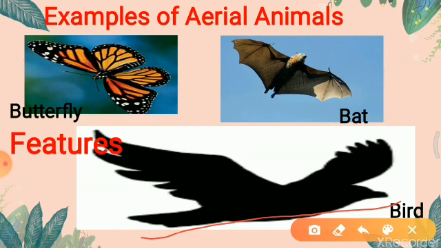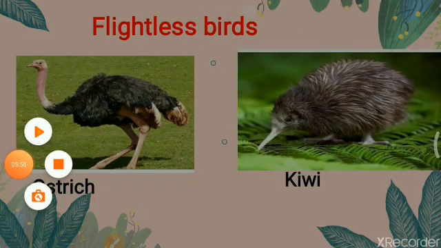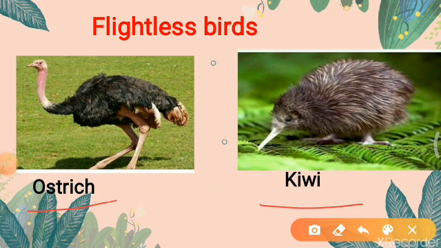Here are some more birds that cannot fly. Some birds like ostrich, kiwi, penguins cannot fly. They are known as flightless birds.